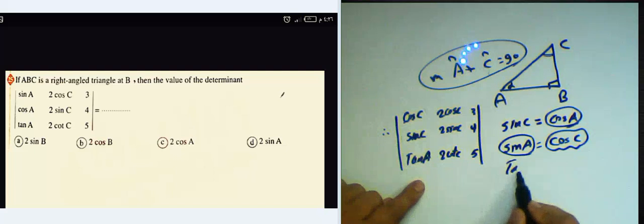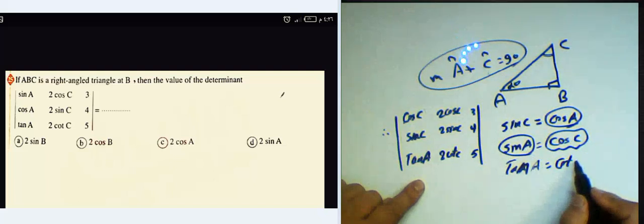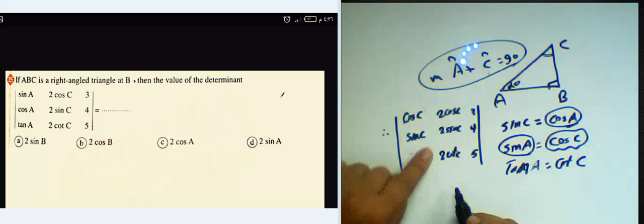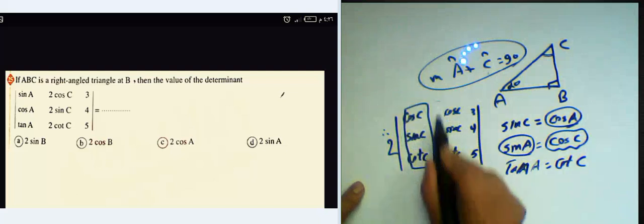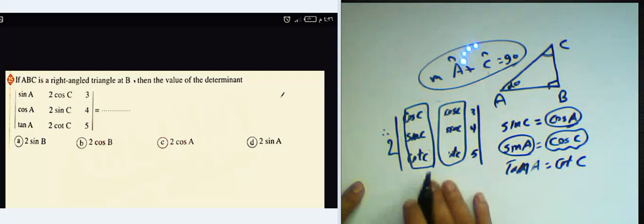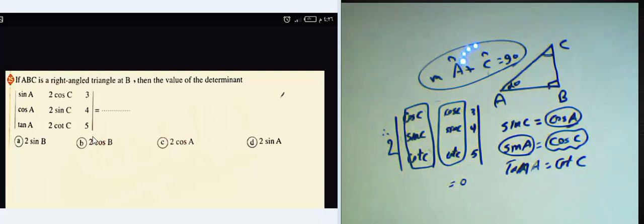and tan A equals cotan C, and write 2 as a common factor between all terms outside. Then we have 2 vertical equal rows. The result will be equal to 0 here, because we have 2 vertical equal rows. The result will be equal to 0. Where is the zero from? From B, because cosine B is cosine 90 degrees here. Cosine 90 equals 0. Then we must choose letter B for this example.